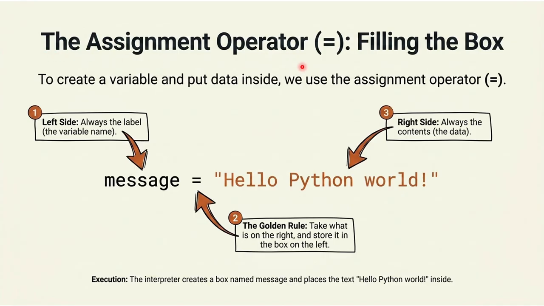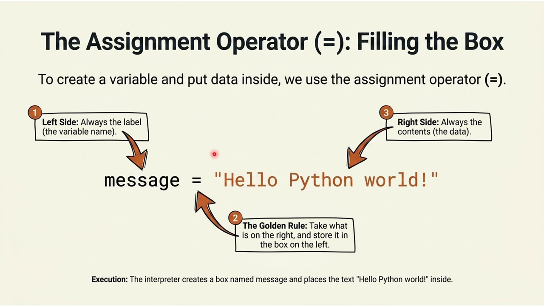Next we move on to the assignment operator, which is like filling the box. To create a variable and put the data inside it, we use the assignment operator. On the left side, if you see, we have a label, which is our variable. Here we have the assignment operator. And on the right side we always have the content, which is the data we want to put in the variable. The assignment operator here is described as: take what is on the right and store it in the box on the left.